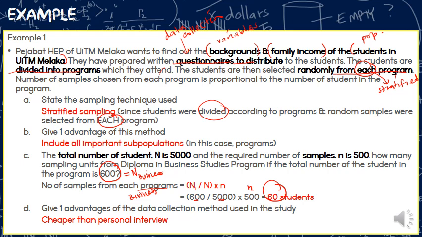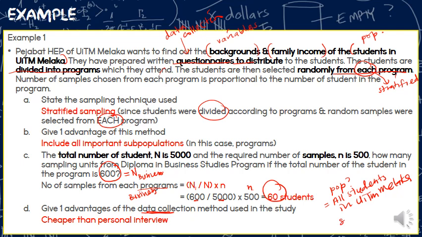Give one advantage of the data collection method used in the study. So data collection method, how dia collect data. Tadi dia pakai questionnaire. So questionnaire will be cheaper than personal interview. Now saya just nak tambah beberapa perkara. Kalau soalan tanya awak, what is your population? Kalaulah dia tanya, apa population awak dalam soalan ni? Bila jawab, tulis all students in UiTM Melaka.